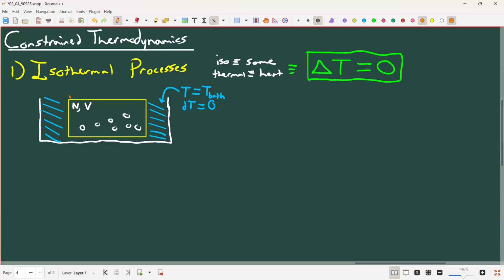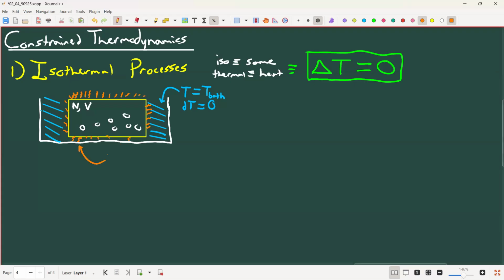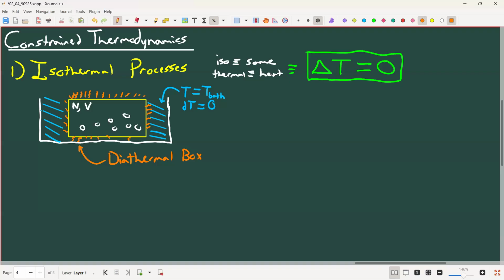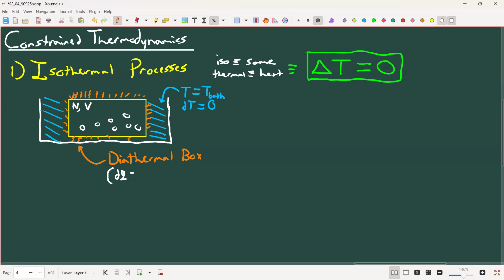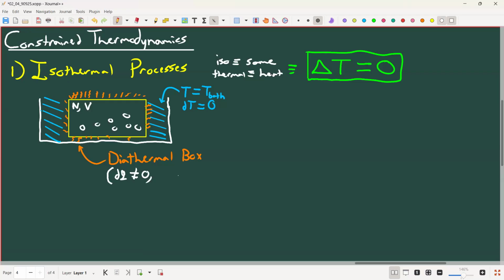I'm going to draw a little squiggly orange to indicate heat transfer. So like that, maybe. And I'll give it a name. We have a name for something that allows heat transfer. This is what's called a diathermal box. All right, so what does that mean? Well, that means that heat can transfer through it. So the change in heat is not equal to 0, but you can't transfer molecules through it. So dN is equal to 0.